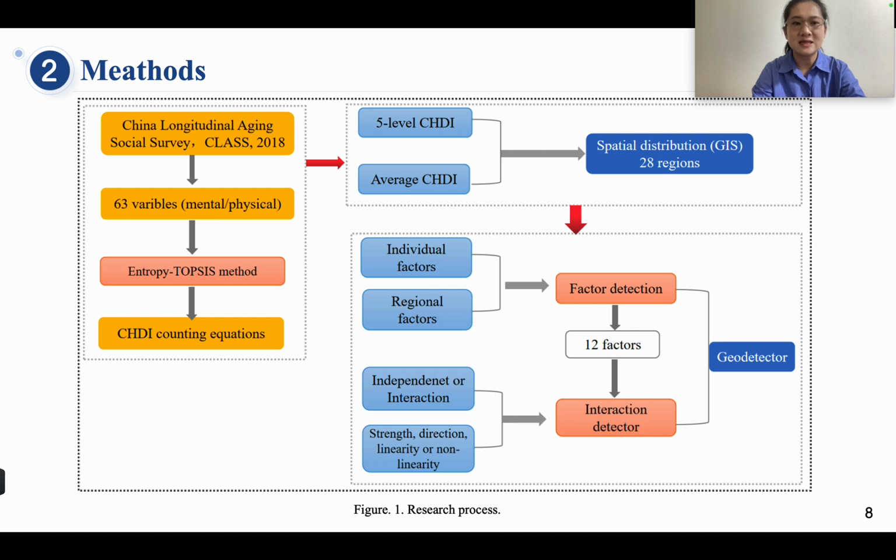This figure is the research process. The China Longitudinal Aging Social Survey 2018 used 63 variables, mental and physical factors. The entropy-TOPSIS method was used to calculate the CHDI scores. For spatial distribution, GIS was used to analyze the average CHDI and 5-level CHDI among 28 regions. Geodetector was used for factor detection and interaction detection, to reveal individual factors and regional factors, and the independent interaction, or the strength and direction, linearity or non-linearity of the interaction factors.